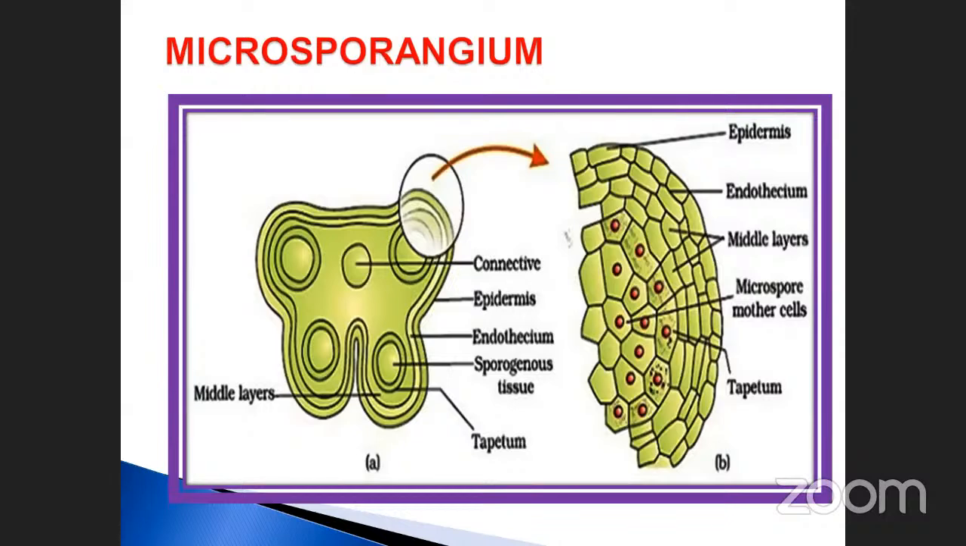These are the four corners. Okay, this area is magnified to give a structure here. The outermost layer is the epidermis, then the endothecium, and the innermost layer is called the middle layer. It is also three to four layers. It also provides nutrition for the tapetum layer. Okay, these things we already discussed.